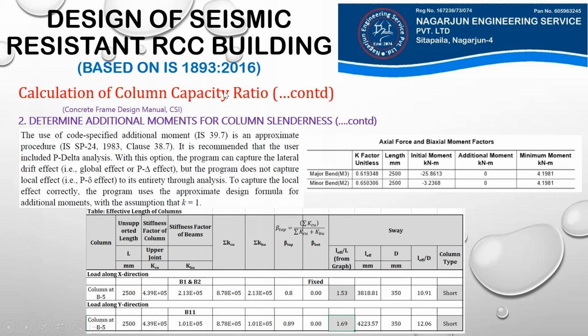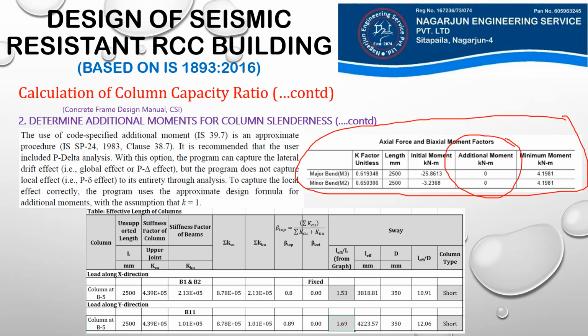You can see I have again posted a screenshot of another table from our column design data. We see that our additional moment is 0. Our length is 2500 mm, which is our unsupported length. Our additional moment is 0. So in this way, we calculated this short column type. That means we calculated the slenderness ratio of these columns. This screenshot I have posted from my Excel, and we determined whether our column was short or slender.